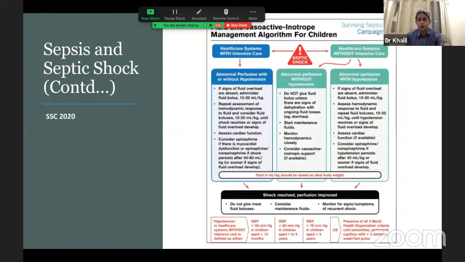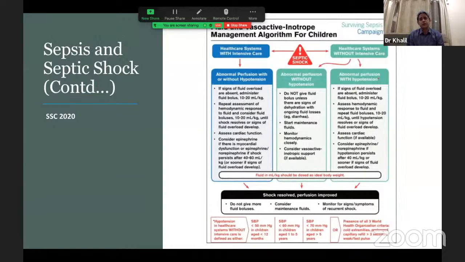Consider epinephrine or norepinephrine if hypotension persists after 40 ml per kg, or even sooner if the child develops signs of fluid overload. Again, there is a change from the normal use of inotropes. Dopamine is now out of the question. But in resource poor settings, if you don't get epinephrine or norepinephrine, then you can start with dopamine at a dose of 10 mcg per kg per minute. Why is dopamine out? There is a big literature behind it.